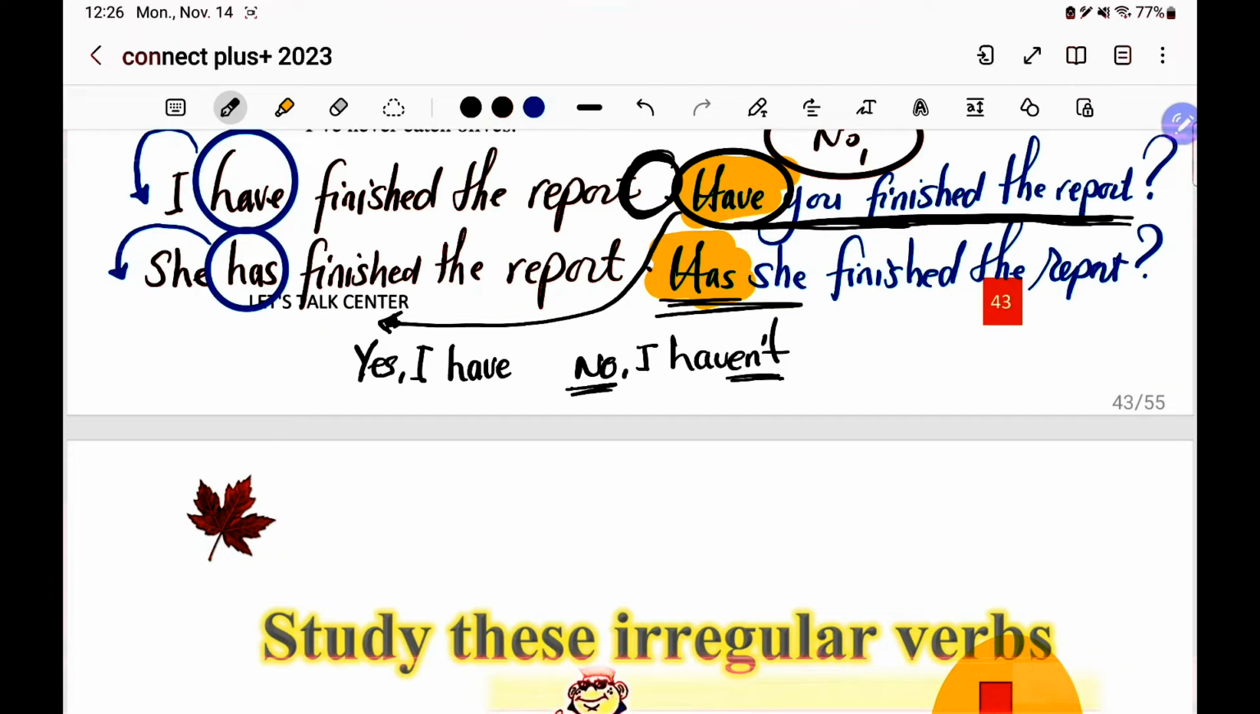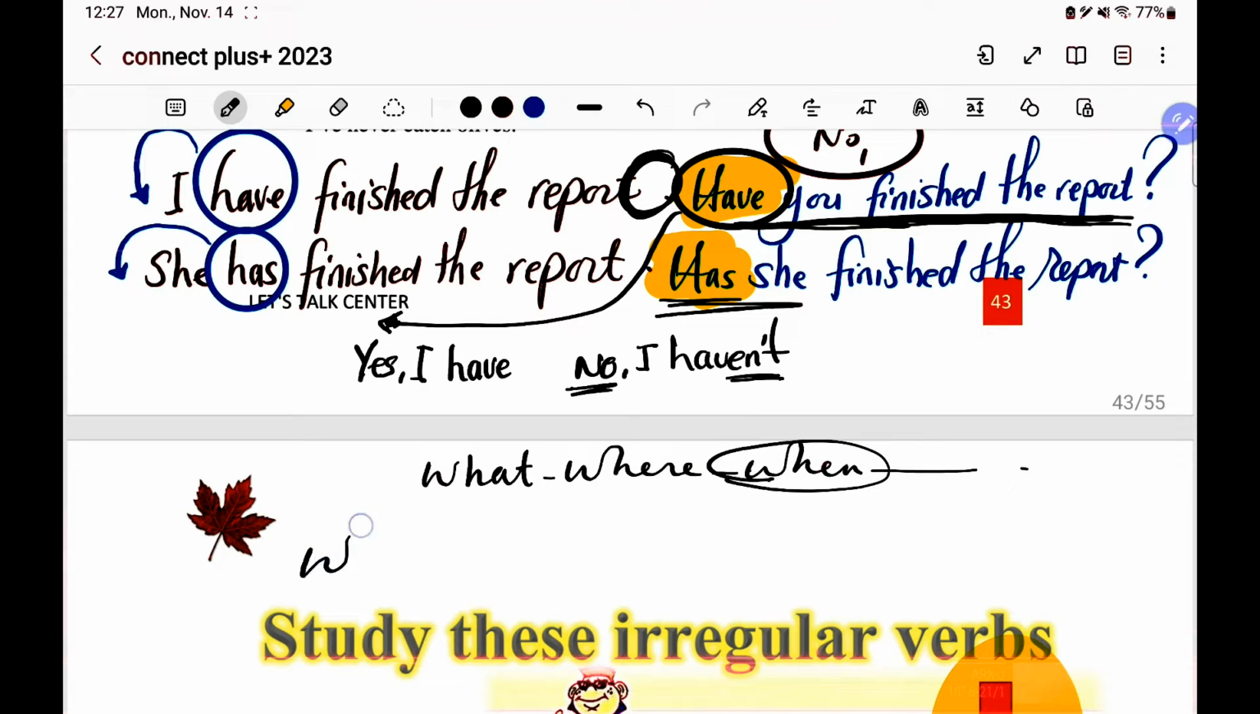Alright. So why did they call it a WH question? Exactly because they always start with WH question words such as what, where, when, and so on. For example, if I want to ask about time, I'm gonna use when. So when. Then after that, I have to put the auxiliary verb. In this case, it's gonna be either have or has. It all depends on the subject. على حسب الفاعل اللي عندي.